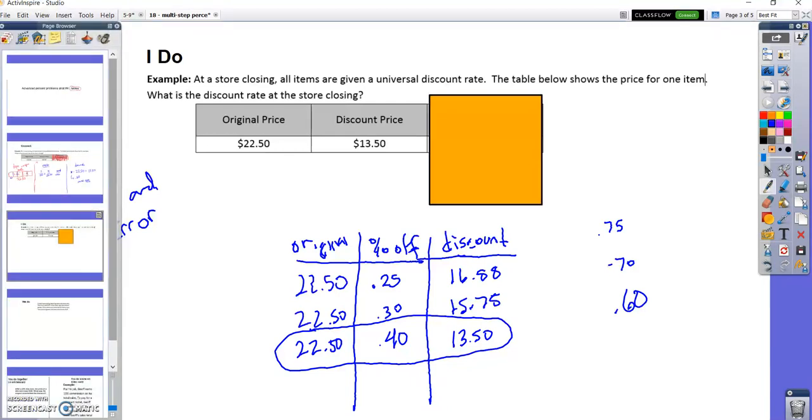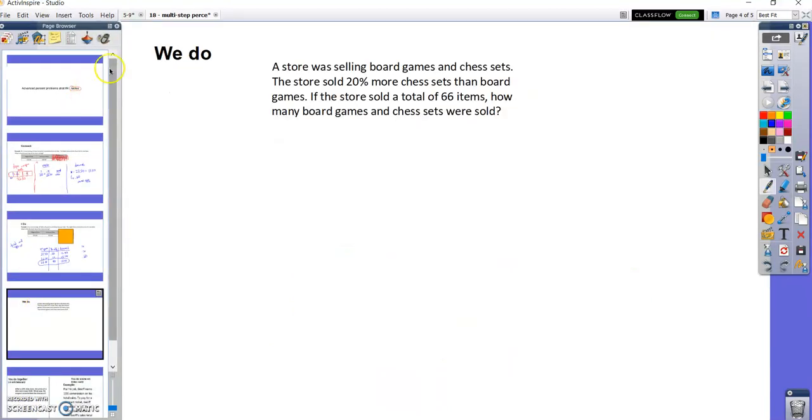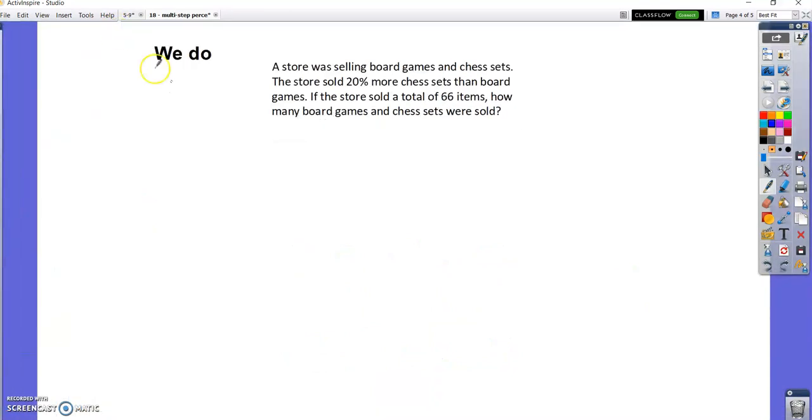All right, open your notebook. Let's try one together. Let's work on these chessboards and chess sets. So, 20% more chess sets than board games. So this is a tricky one.